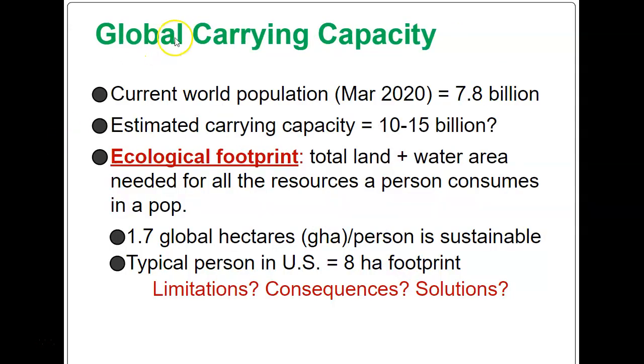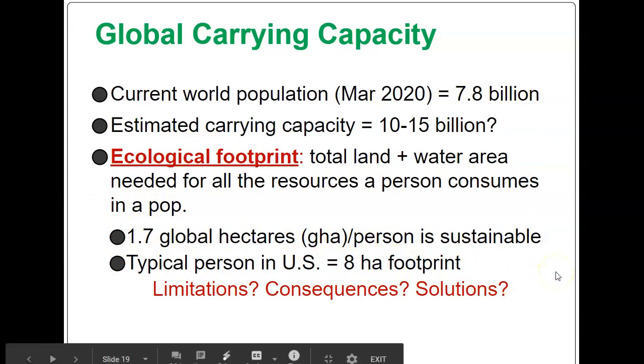As I mentioned, we're currently at 7.8 billion. Scientists can only speculate what our carrying capacity is for the Earth, but we'll be there soon. Another phrase to think about is our ecological footprint. It's kind of like all of the stuff that you use as a person, total land, total water, all of the resources that you consume. There's a sustainable amount, and then there's a what people actually use amount.